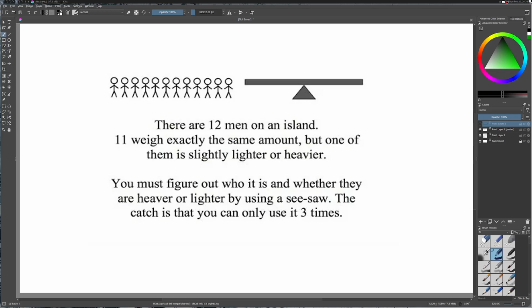So the puzzle is that there are 12 men on an island. 11 weigh the exact same amount, but one of them is slightly lighter or heavier. You must figure out who it is and whether they are heavier or lighter by using the seesaw. The catch is you can only use it 3 times. Alright.